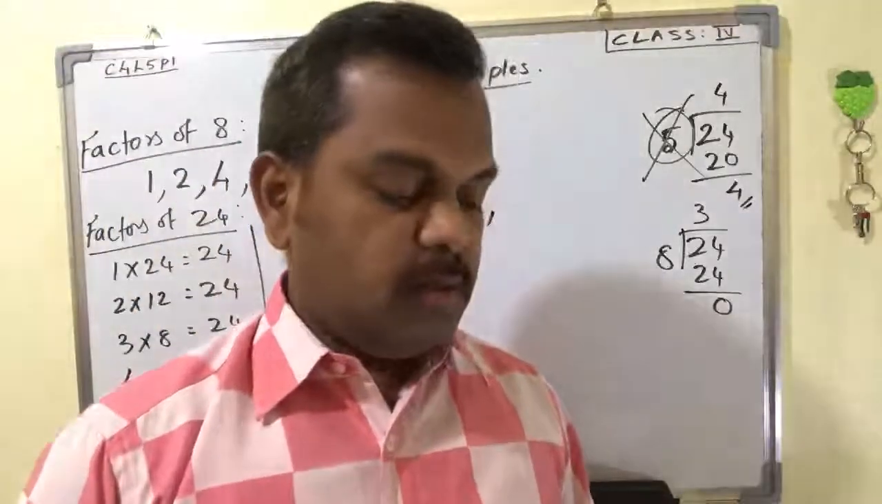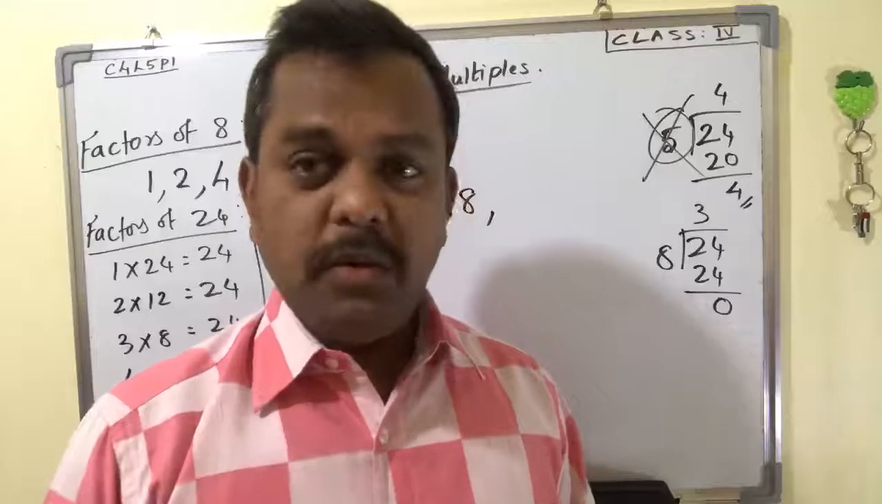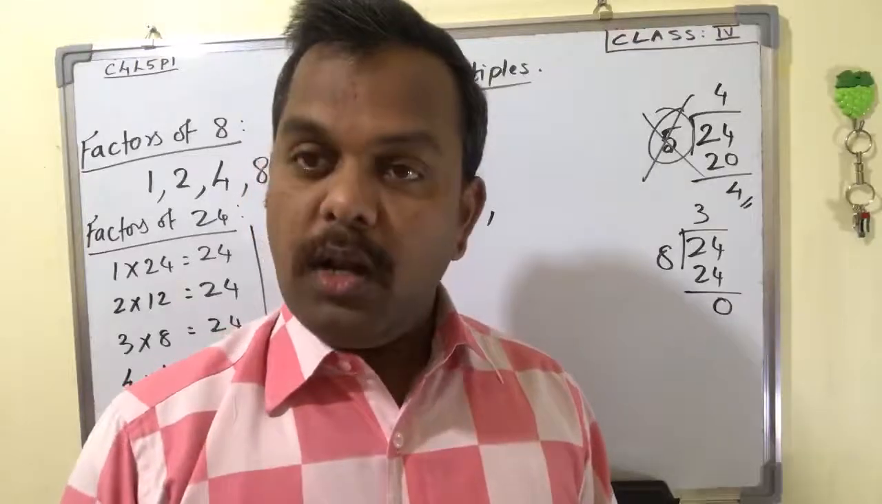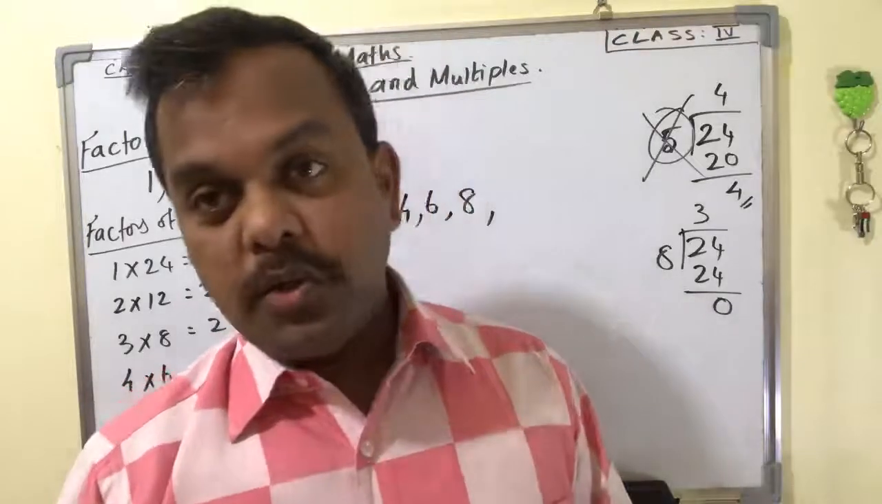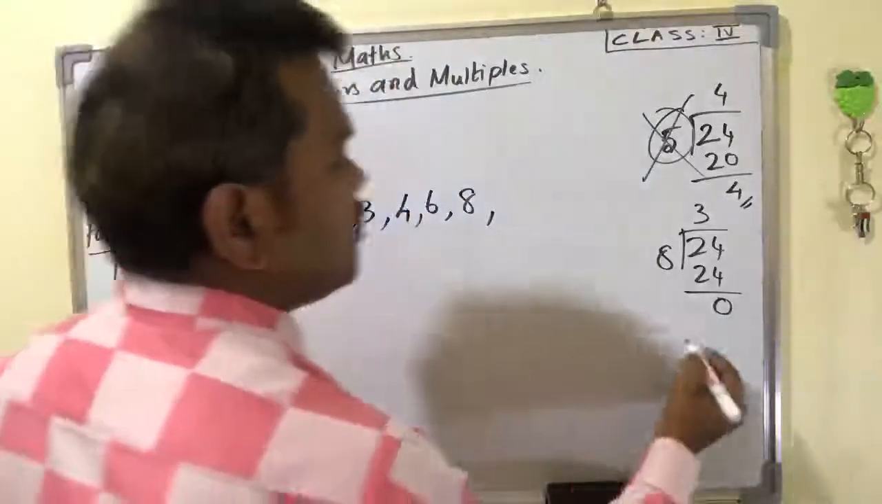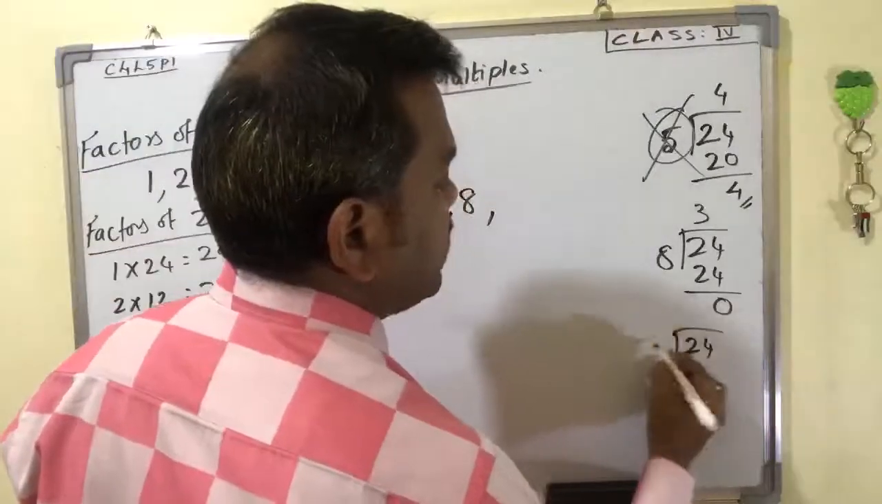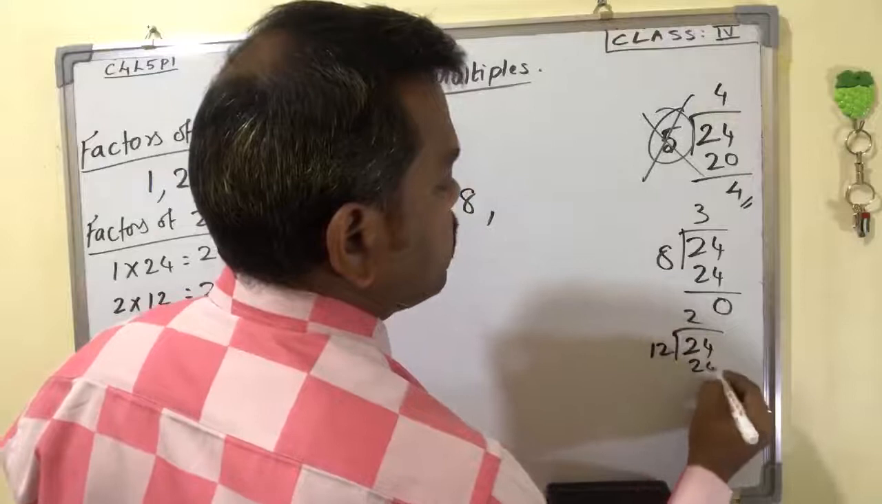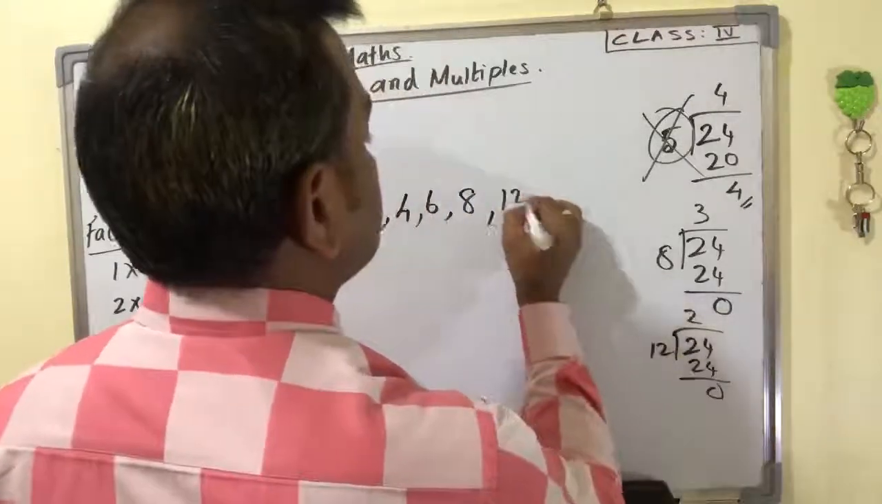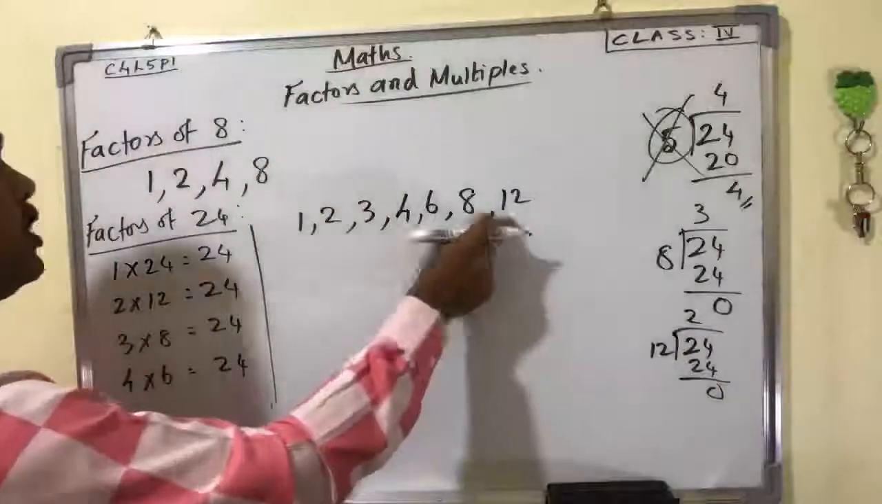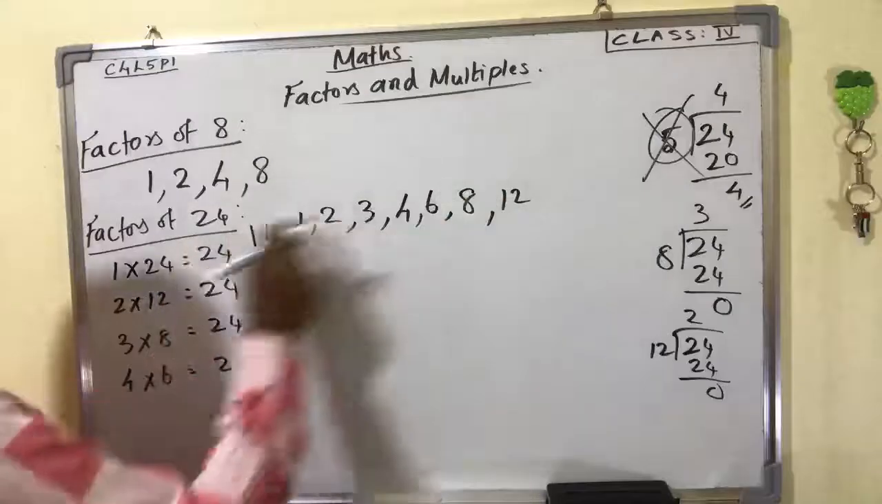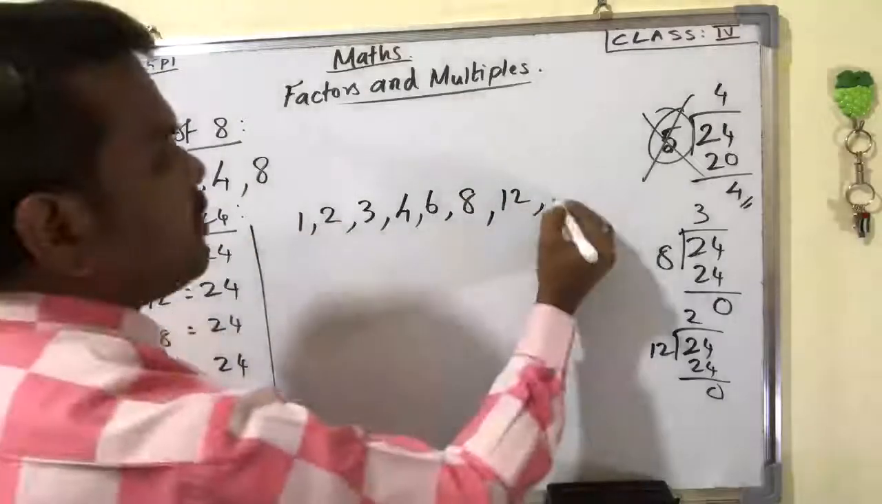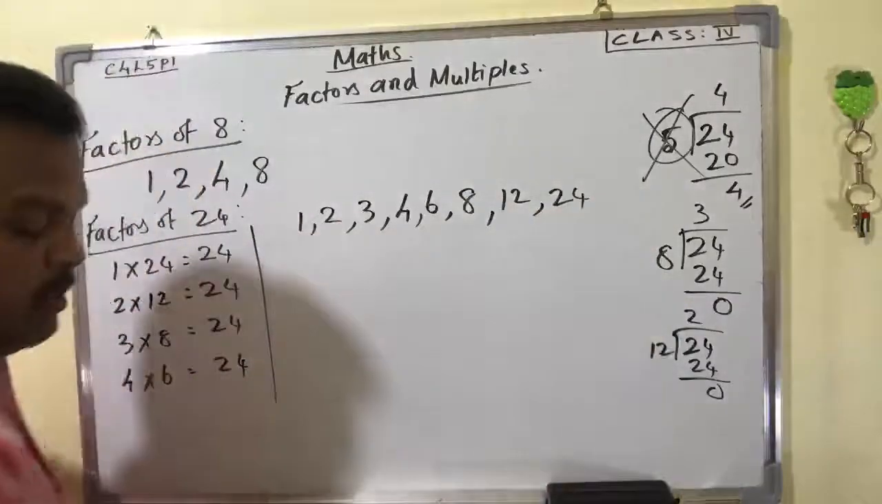10 no. 11 no. 12. 1 12 is 12. 2 12s are 24. Okay. Look here. 24 by 12. 2 12s are 24. So 12 is also a factor of 24. And 12 is half of 24. After half, the number itself.